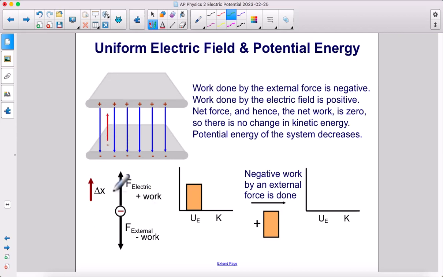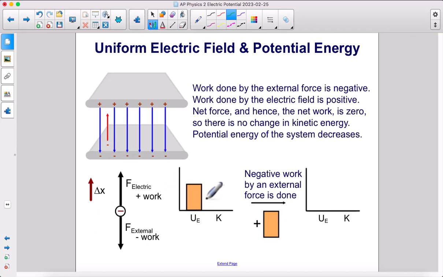Alright, so let's analyze this situation. The electric force is pushing the charge upwards. Therefore, the work that force is doing is positive since it's in the same direction as displacement. Therefore, the external force is keeping it back so that it's not accelerating. That's doing negative work.